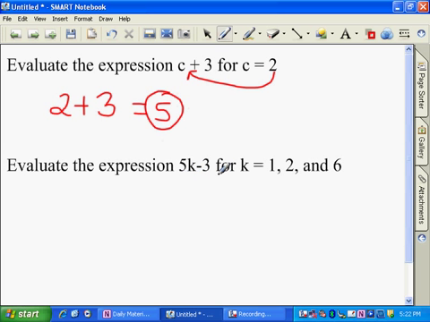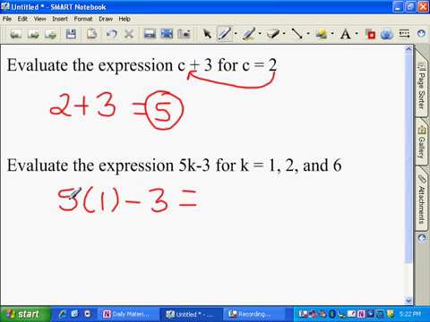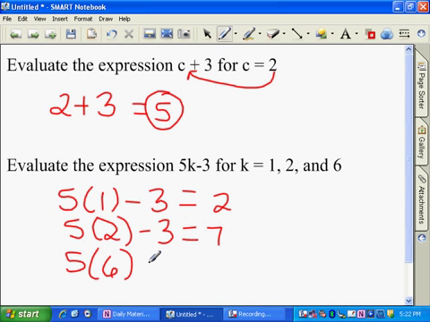Now for this problem, if I said to evaluate the expression 5k minus 3 for k is equal to 1, 2, and 6, that means you need to find 3 different solutions because you're plugging in 3 different values for k. So we've got 5 times 1 minus 3. 5 times 1 is 5. 5 minus 3 is 2. We can do 5 times 2 minus 3. 5 times 2 is 10. 10 minus 3 is 7. And then if k is 6, 5 times 6 is 30. 30 minus 3 is 27.